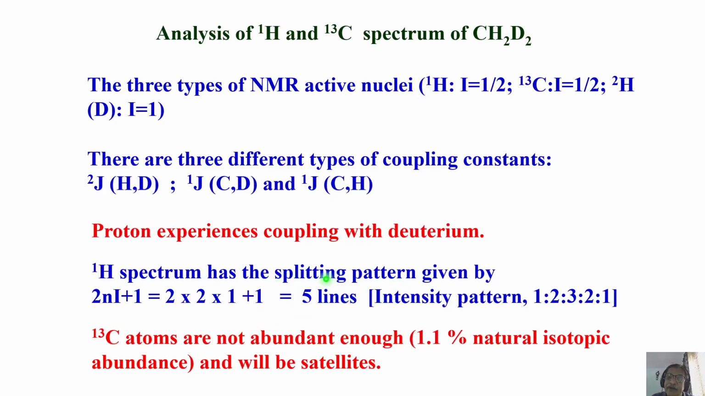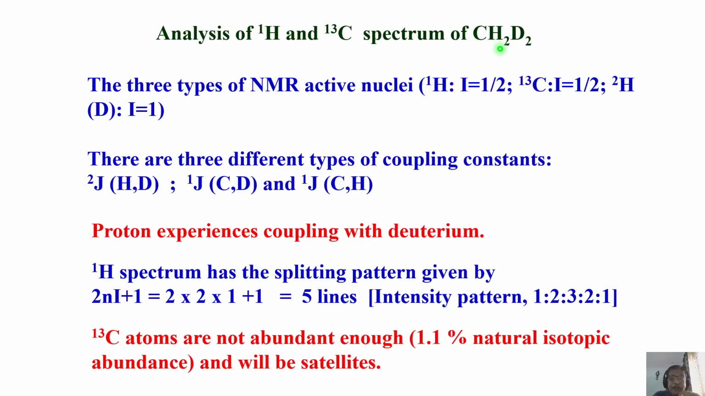But what is the intensity pattern? Of course, you can work it out very easily. Like the Pascal triangle which I gave for spin half nuclei, there is also a Pascal triangle for spin 1 nuclei, spin 3/2 nuclei, etc. Without going into that, I will tell you the intensity pattern of this proton split by the two equivalent deuteriums will be 1, 2, 3, 2, 1. Of course, carbon 13, as I said, is 1%, so it will not split. That is the spectrum of proton coupled to deuterium.